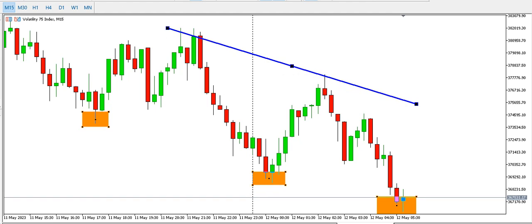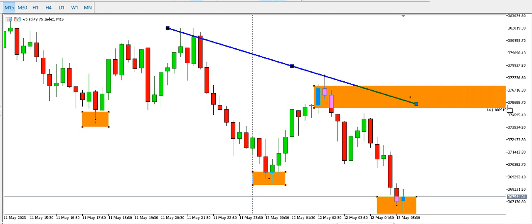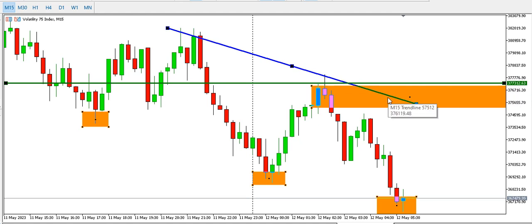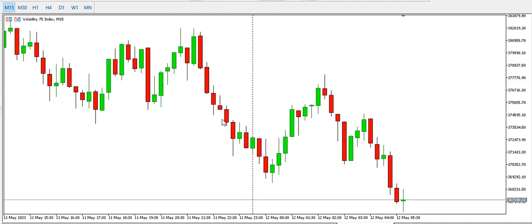Your order block, your resistance: when you are selling, where to place your stop loss? Place your stop loss above this order block here, somewhere around 377,312. Okay, you can place your stop loss somewhere around there if you intend to join the bearish trend.